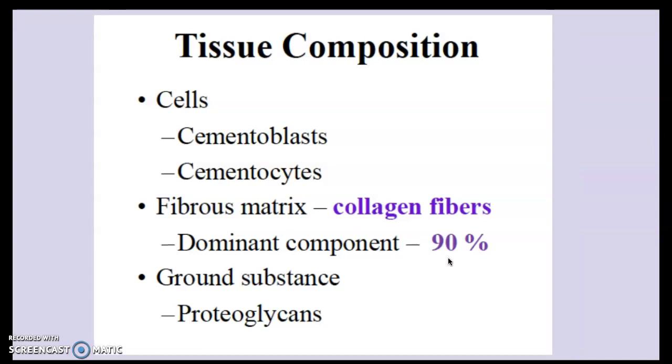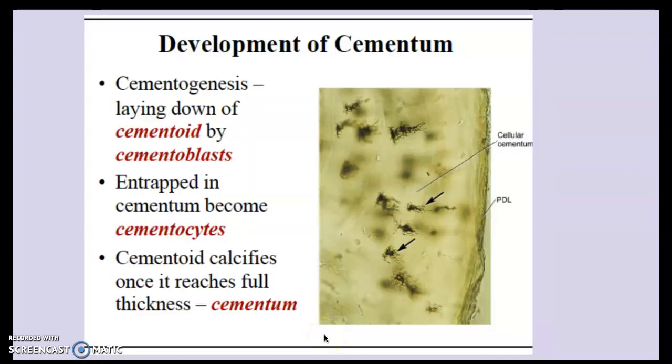So tissue composition, you have cementoblasts and cementocytes. It has the word cementum in it, obviously. So fibrous matrix collagen fibers, just like the other one. It's a very dominant component. It's mainly made up of collagen fibers, about 90%. And like I said, ground substance, proteoglycans for most of it.